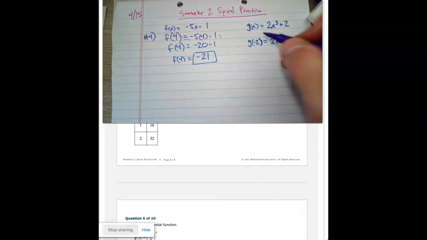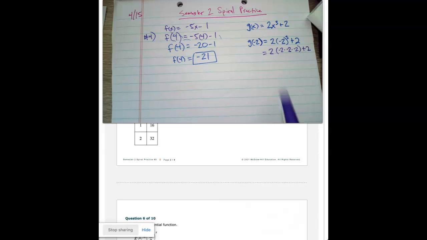Negative 2 to the third power means negative 2 times negative 2 times negative 2. And don't forget that plus 2. So plugging in a negative 2 looks like this line here. The first thing you should be doing is the exponent. Negative 2 to the third power is negative 2 times negative 2 times negative 2. Negative 2 times negative 2 is positive 4, and then positive 4 times negative 2 is negative 8.